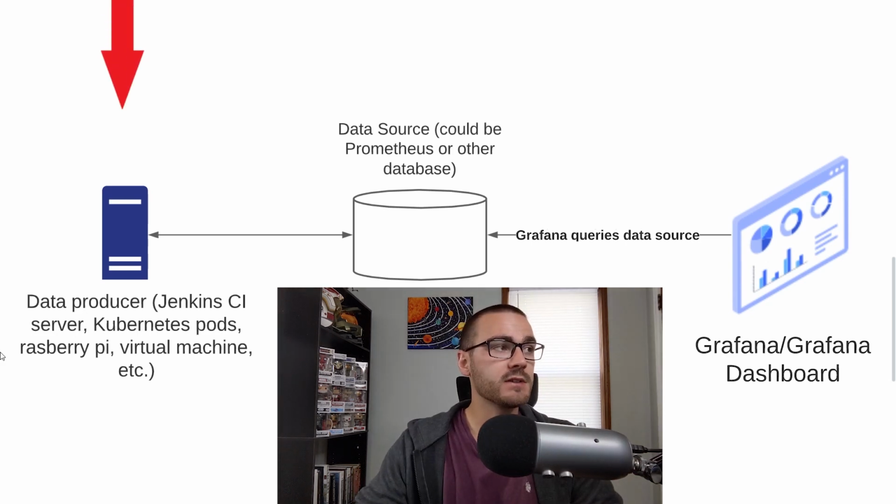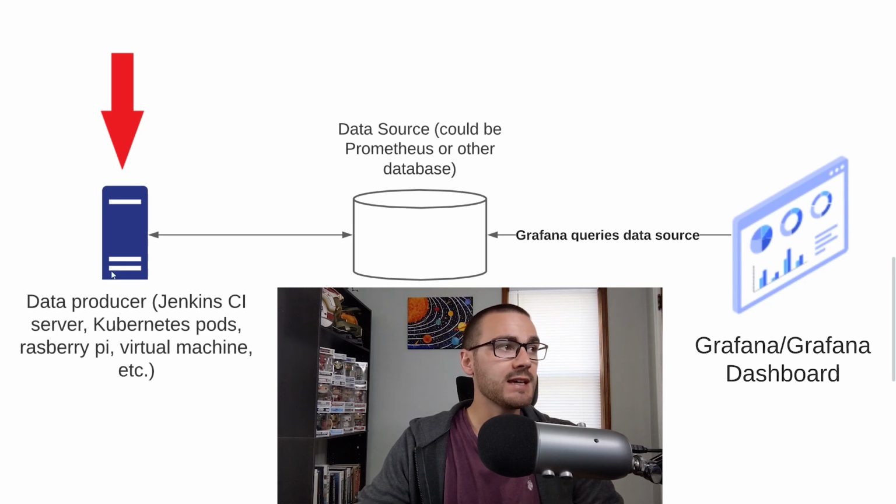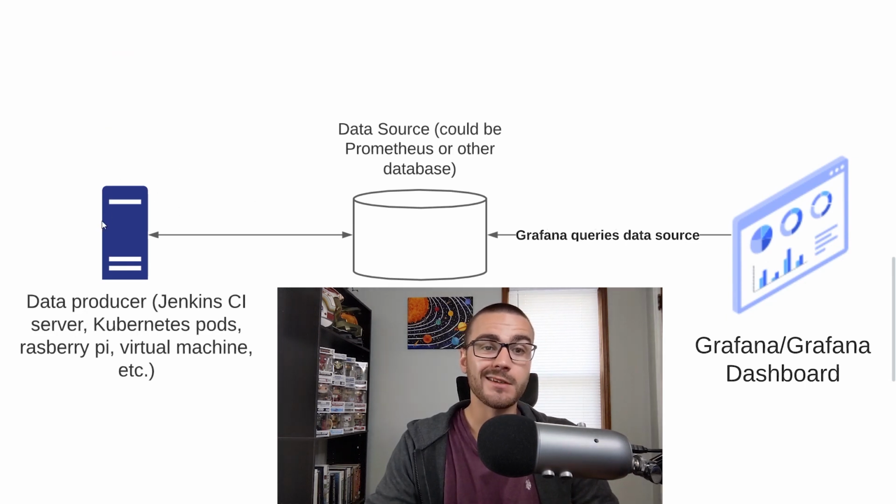So the first item in this diagram is the data producer, and the data producer actually produces the data that you want to visualize. So it could be something like a Jenkins CI server, it could be a Raspberry Pi, it could be a virtual machine in a data center, or it could be Kubernetes pods, or it could even be something like sensors around your house, like IoT sensors. Any kind of weather instrumentation that has sensors on them, so you want to track weather data as well. That is what the data producer is in this diagram.